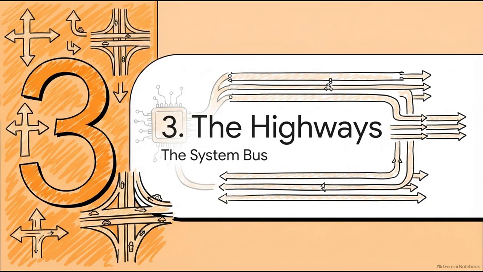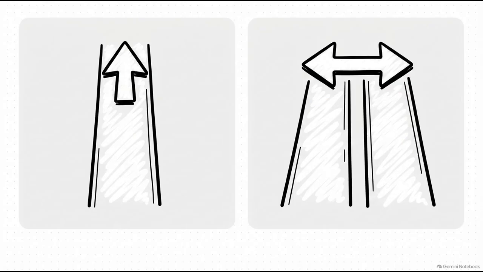Okay, section 3, the highways, otherwise known as the system bus. Now that we know how the factory works, let's step outside and see how the data actually gets around town. It travels on parallel wires collectively called the system bus. But we've got different types of highways here. First is the address bus. This one is literally a one-way street.